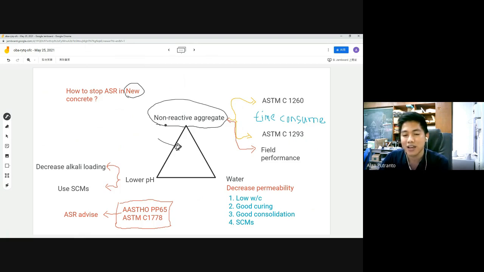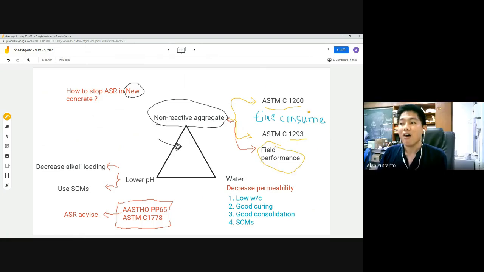Actually, we can test the aggregate with an ASTM standard. What ASTM? The ASTM used is C1260, and the second one is C1293. But from what I read before, these two standard tests are really time consuming, so that's not really practical. The most common method that we can apply to our aggregate tests should be the field performance test.